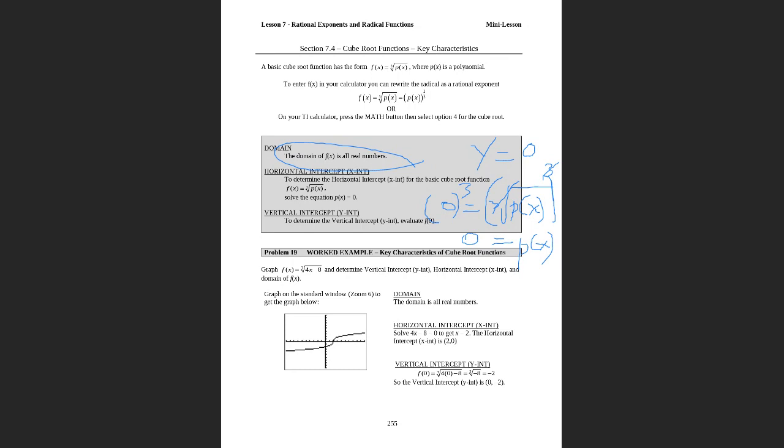All right, let's practice. Problem 19, the cube root of 4x minus 8. I'm going to go to the whiteboard and do that over there. What is it again? Cube root of 4x minus 8. Okay. So we have f of x equals the cube root of 4x minus 8.